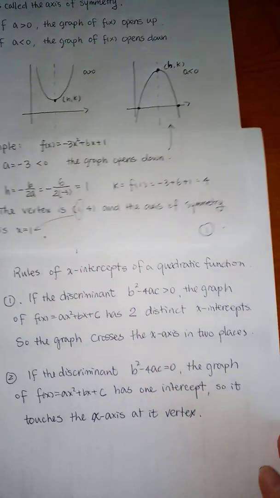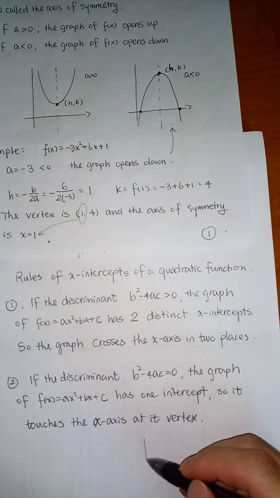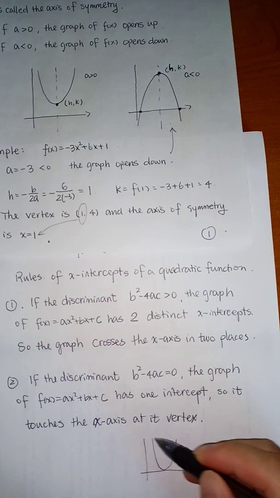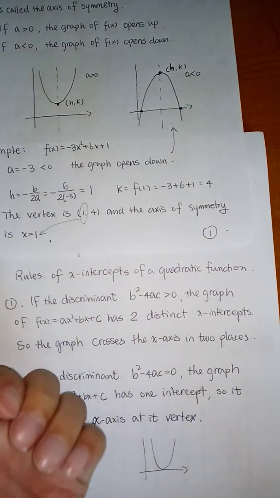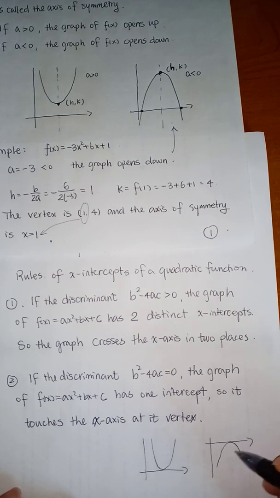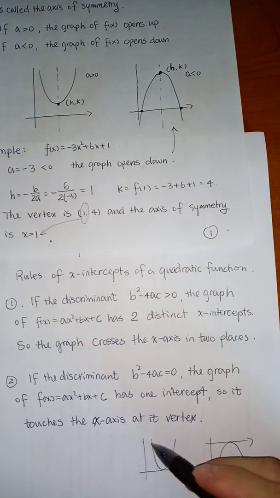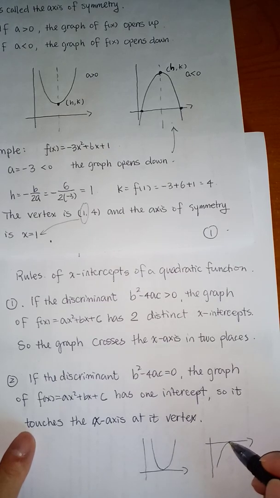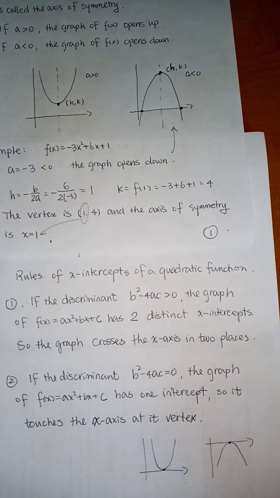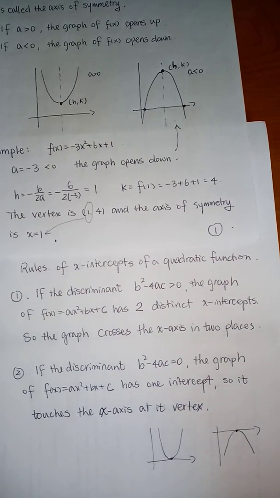At its vertex. So what does this mean, touch? See here. Like you place something on the floor, or you attach something to the roof. So this is a touch. And for both cases, one is open up, one is open down. But for both cases, this unique intersection point is always the vertex.